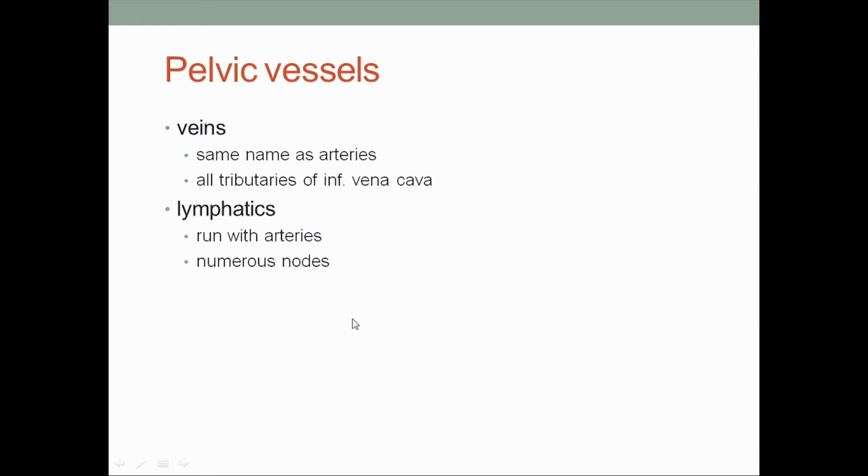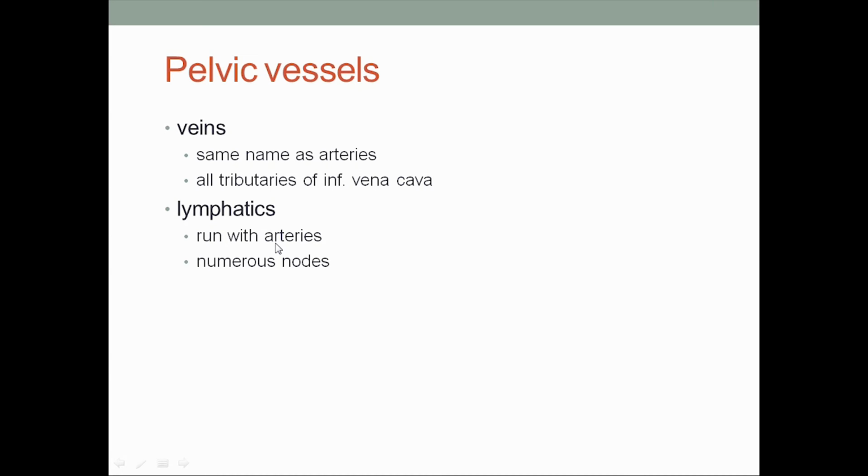I now want to consider the other vessels. If we looked at a diagram that included the veins, we'd see that it's almost an identical pattern. And typically, the veins will have the same name as the arteries that they run with. The only exception to this is that all of the veins eventually drain into, that is, they're tributaries of, the inferior vena cava that accompanies the abdominal aorta. If we looked at the lymphatics, these are typically described as running with the arteries because they're deep lymphatics, and there are numerous lymph nodes associated with those lymphatics as they make their way back up towards the heart.